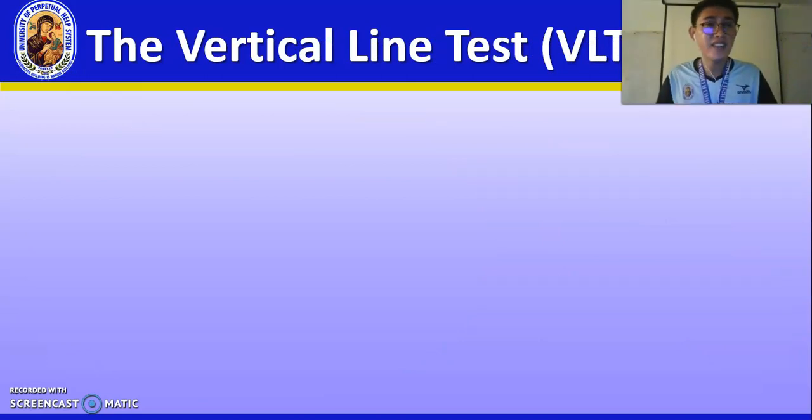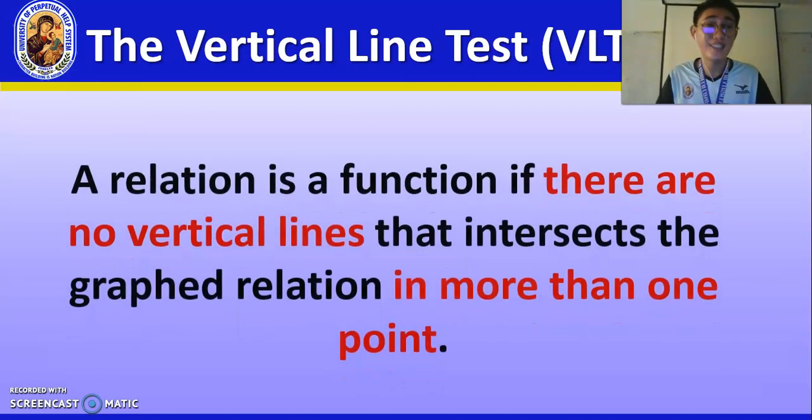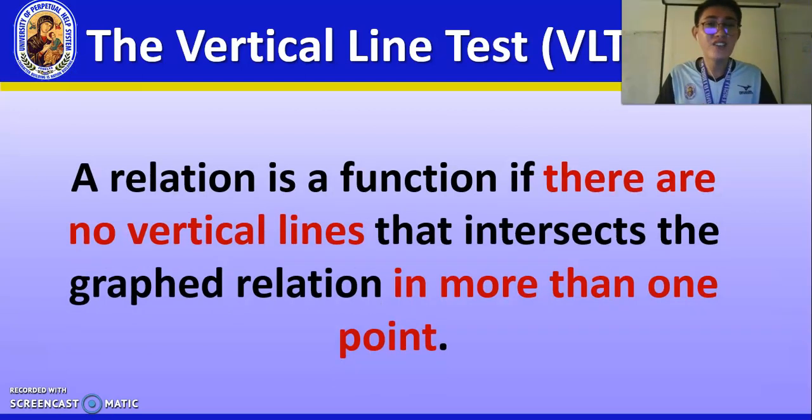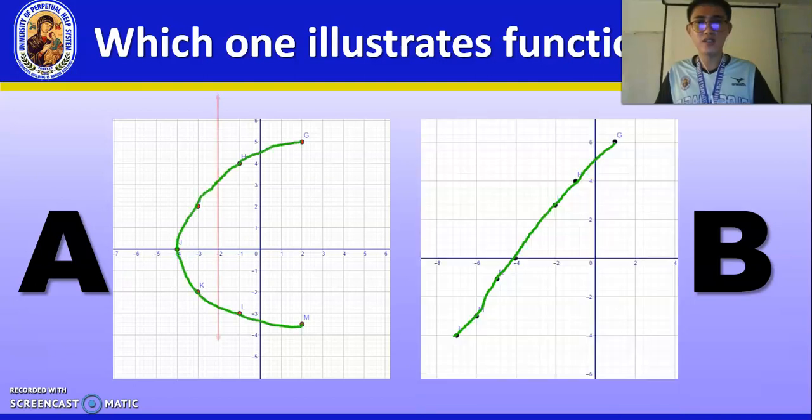The vertical line test talks about the shortcut in graphing. A relation is a function if there are no vertical lines that intersect the graph of the relation in more than one point. So easily we can say that a graph represents a function by applying the vertical line test. How? If the vertical line touches the graph at 2 points, or 2 or more points, then that is not a function. While if it intersects the graph at 1 point only, then that's a function. Let's take a look at this.